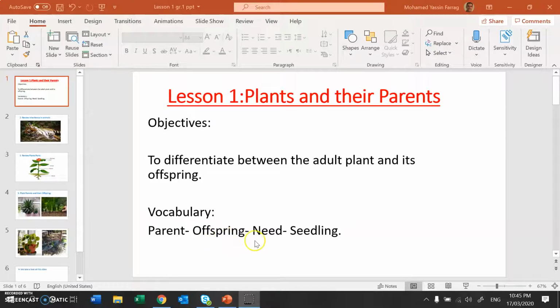As we mentioned before, our vocabulary words during this lesson are the words parent, offspring, need, and seedling. These are the four main vocabulary words in this lesson.